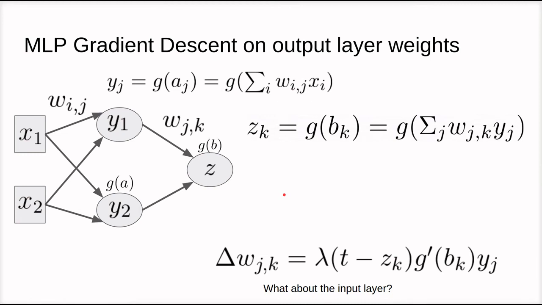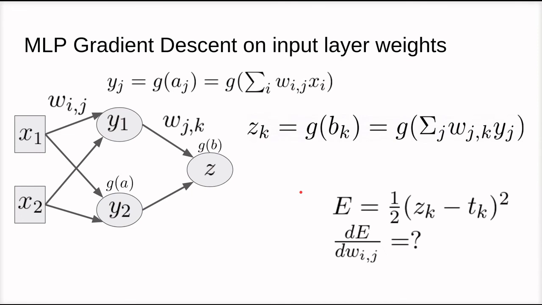So now we're ready to tackle a multi-layer network. The result we've just derived will give us an update rule for the output layer, that is, the weights that map the hidden layer activity to the output of the network. But what do we do about the input?